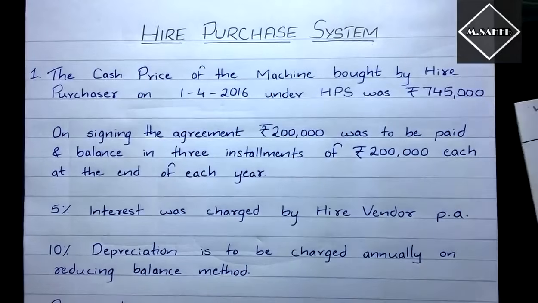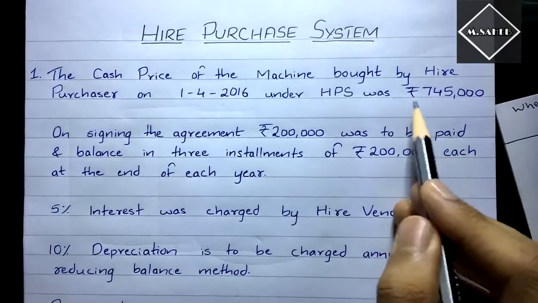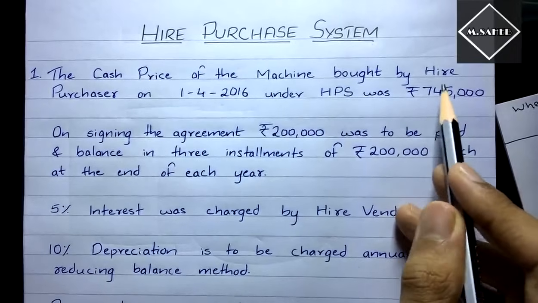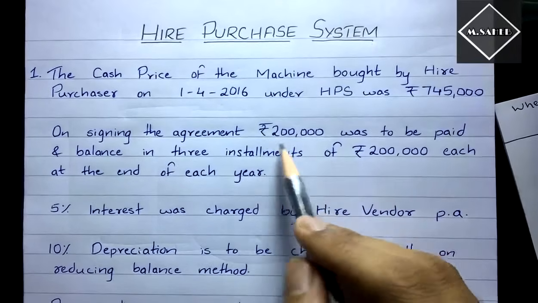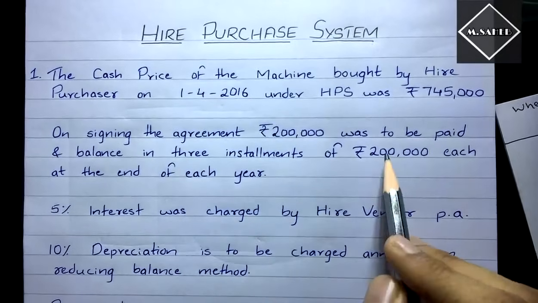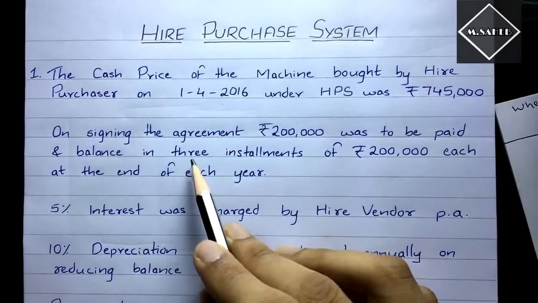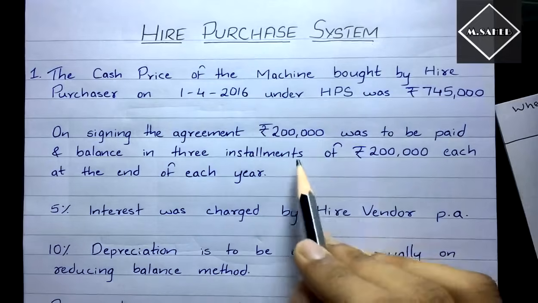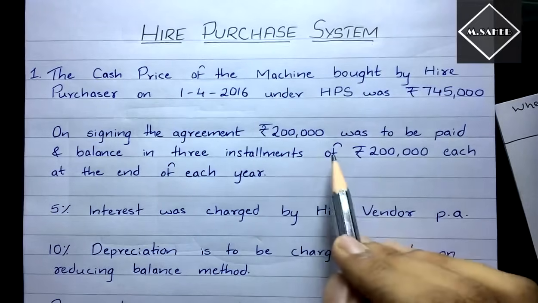See, let's compare. Cash price is 7,45,000. And how much is the down payment? Down payment is 2 lakh. So 2 lakh plus the installment total. How many installments? 3 installments of 2 lakh. So 2 lakh into 3, that is 6 lakhs. So 6 lakh plus 2 lakh, total of down payment and all the installments is 8 lakh, isn't it?